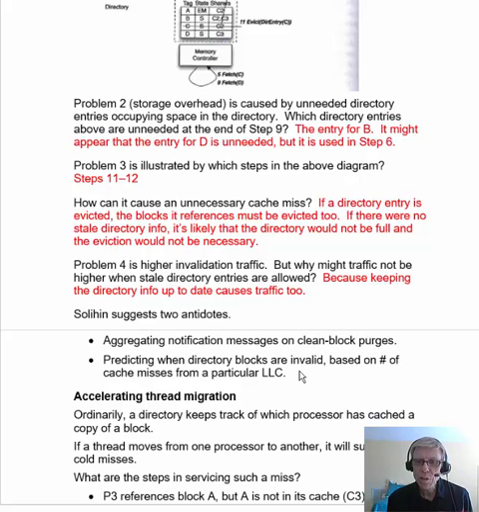So Solihin suggests 2 antidotes for this problem. First of all, aggregating notification messages on clean block purges. So you don't notify the directory every time, but the processor keeps track of it, and every once in a while it tells the directory which blocks are no longer needed on its account anyway. Other processors may still be sharing those blocks. Another way is to predict when directory blocks are invalid based on the number of misses from a particular last level cache.